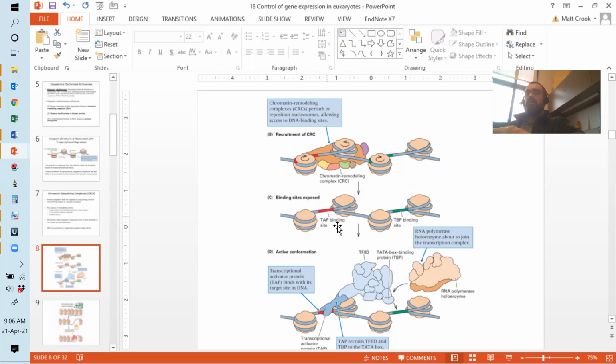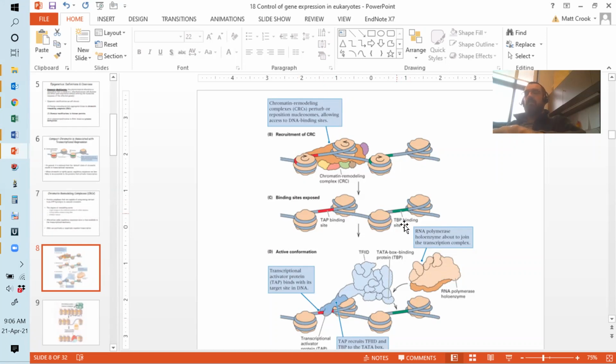So once those sites are now accessible, once this bit of DNA is accessible, there's going to be a transcriptional activator protein, some transcription factors, and the like, which are able to recognize and bind to that.